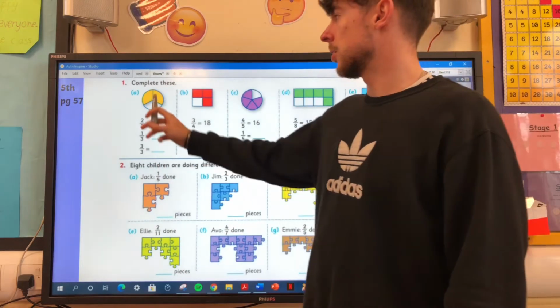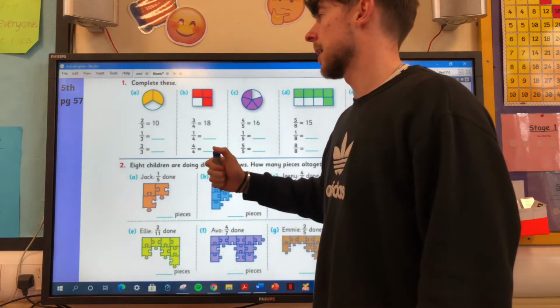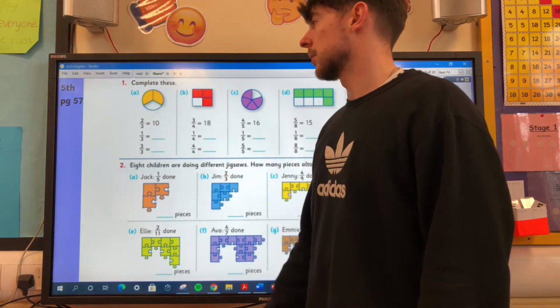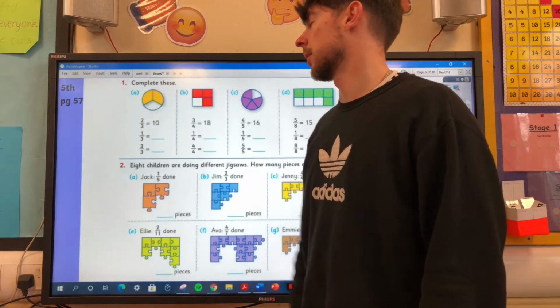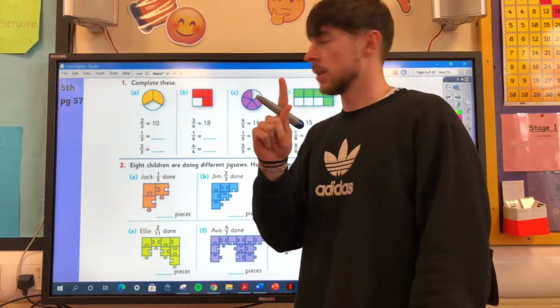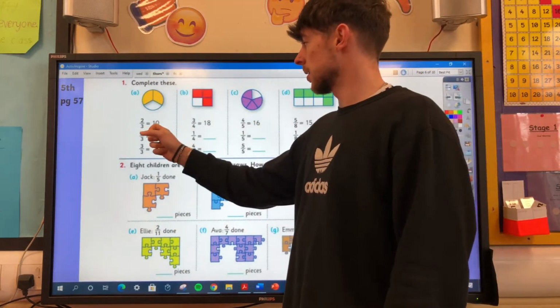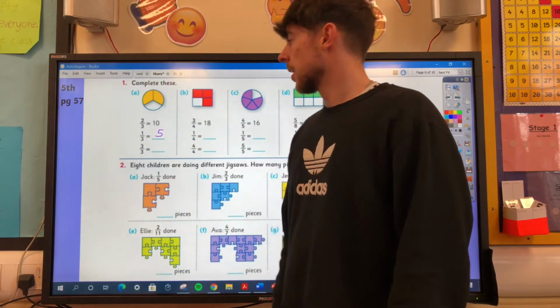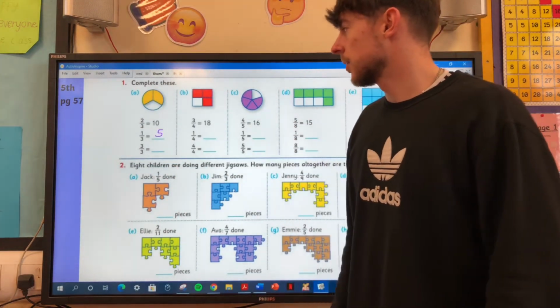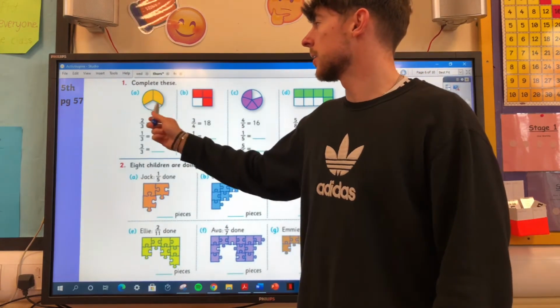So what do each of these yellow segments count as? So if 2/3 are equal to 10, what's 1/3? So if two of them make 10, what's 1? It's 5, isn't it?